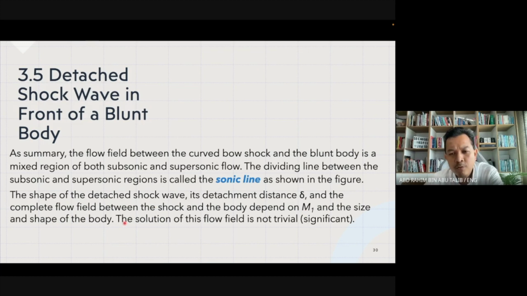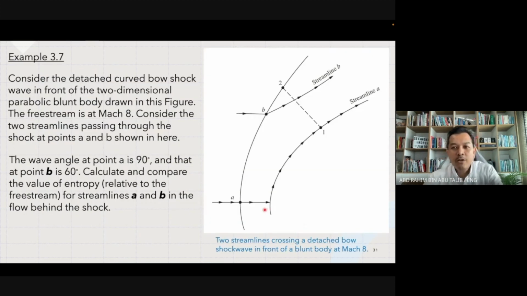So the solution of this flow field is not trivial, or in other words, it is not insignificant. Let us look into example 3.7. I put it as large as possible so that we can really utilize the area over here. Two streamlines crossing a detached bow shock in front of a blunt body at Mach 8. This is not the blunt body. This is streamline A. This is streamline B, basically. So the blunt body is basically somewhere there, right?